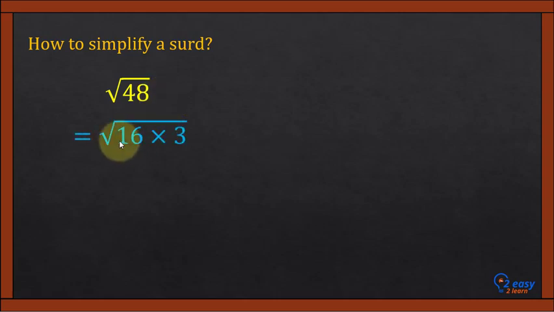Yes, 16 times 3. So 3 times 16 is 48. 16 is a perfect square number and 3 is not a perfect square number. Split in separate roots. Square root of 16 is 4 and this is a surd, square root of 3. So the final answer is 4 times under root 3.